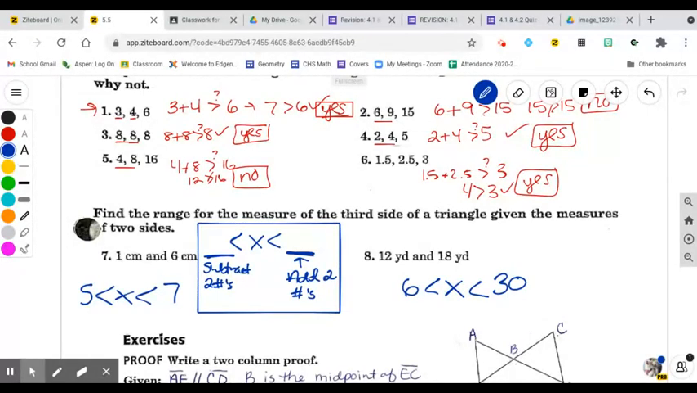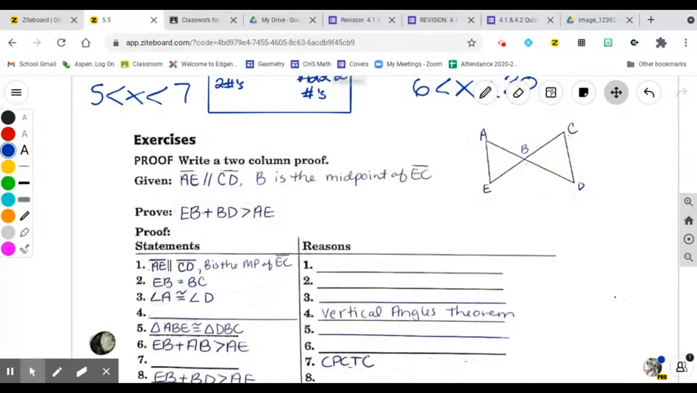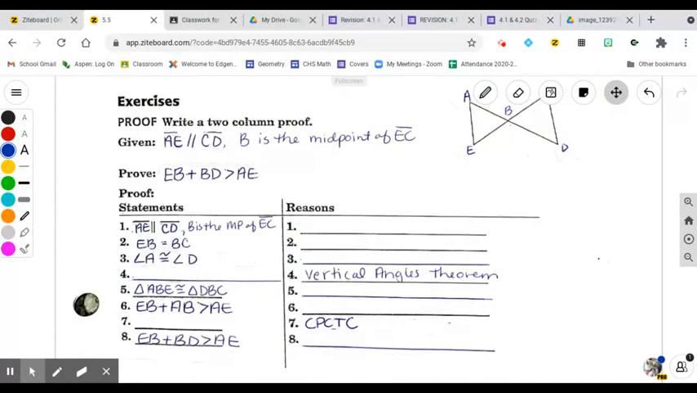And then lastly, there are some proofs in this section. Not too many of them, just a few. And you don't have to write the statements and the reasons. It's kind of like this, where some reasons are given, some statements are given, kind of mixed up. So let's take a look at what we have here.